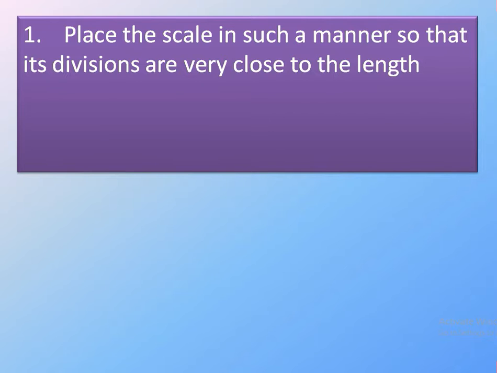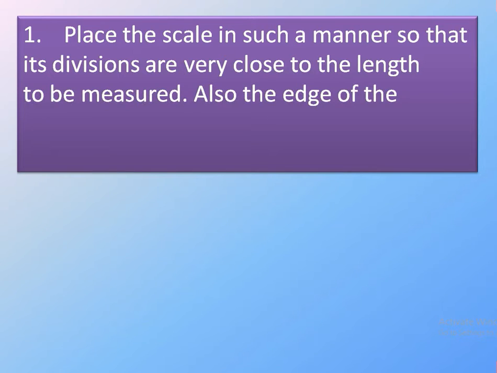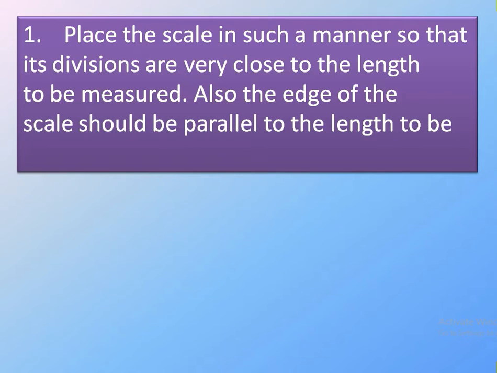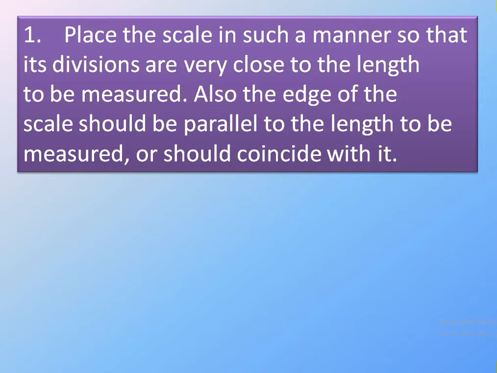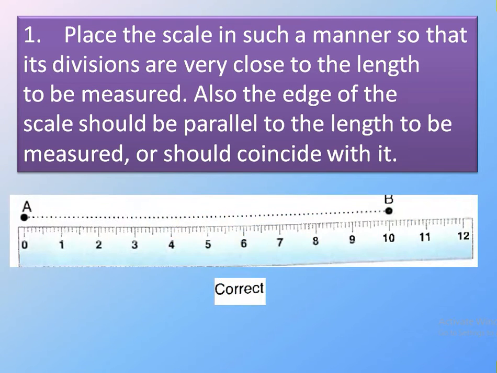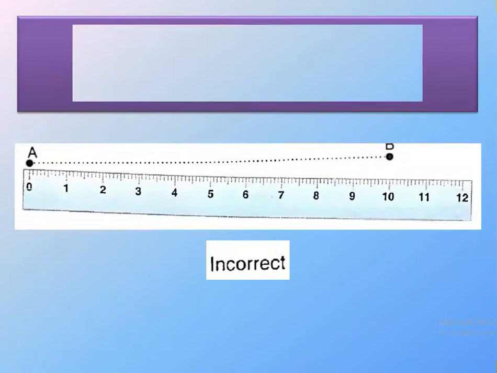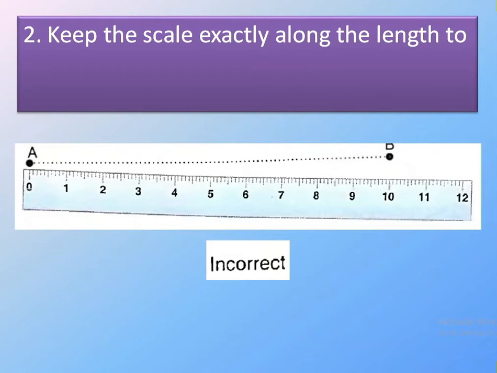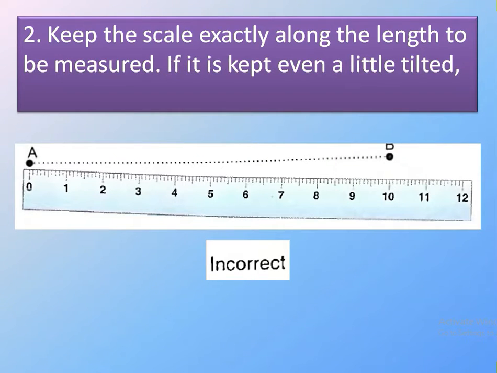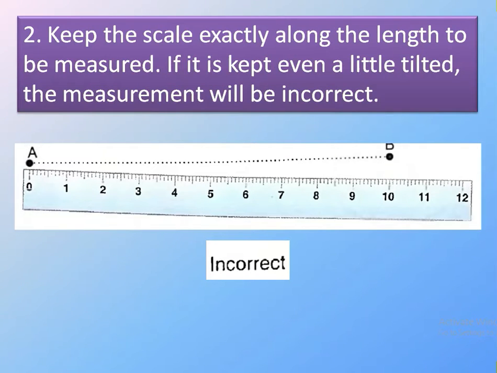Place the scale in such a manner so that its divisions are very close to the length to be measured. Also, the edge of the scale should be parallel to the length to be measured or should coincide with it. This is the correct way. Now, second, keep the scale exactly along the length to be measured. If it is kept even a little tilted, the measurement will be incorrect. Means scale should be parallel to the line.